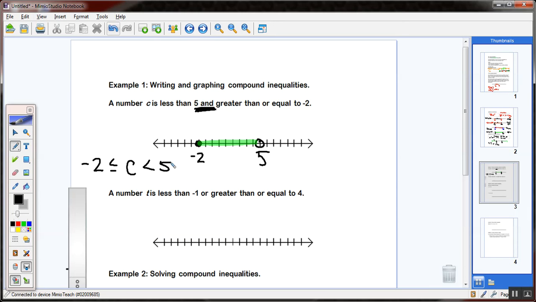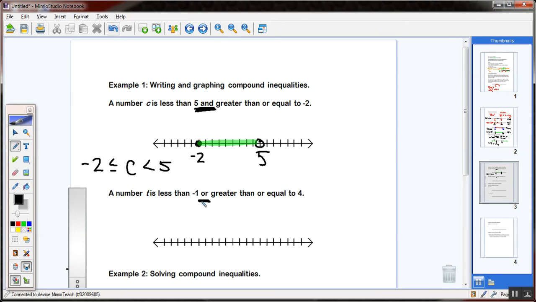So the first thing I did here was I said, am I using and or or here? Using and. I labeled my reference values, I shaded in between, and I used the proper form to write the compound inequality. Okay? So I'm going to ask the same set of questions in the next one. It says number t is less than -1 or greater than or equal to 4. Okay? Which conjunction am I using? Am I using and or or? Or. Okay? All right, let's get our reference values down there.